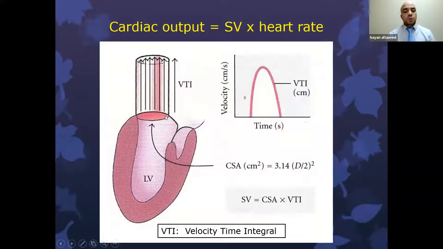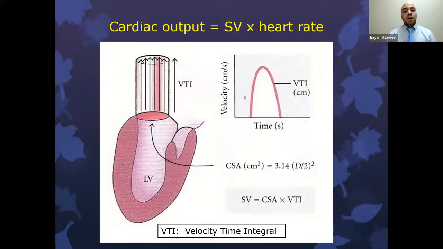In geometry, it's easy to get the volume of this cylinder if we have two factors. The first factor is the radius of this circle, the base of this cylinder, and we can get this radius from checking the diameter of the LVOT itself or the aortic valve annulus. The second factor I need to check the volume of this cylinder is the height of this column. So once I have the radius and the height, I will be able to check the volume of this cylinder, and this is the stroke volume.